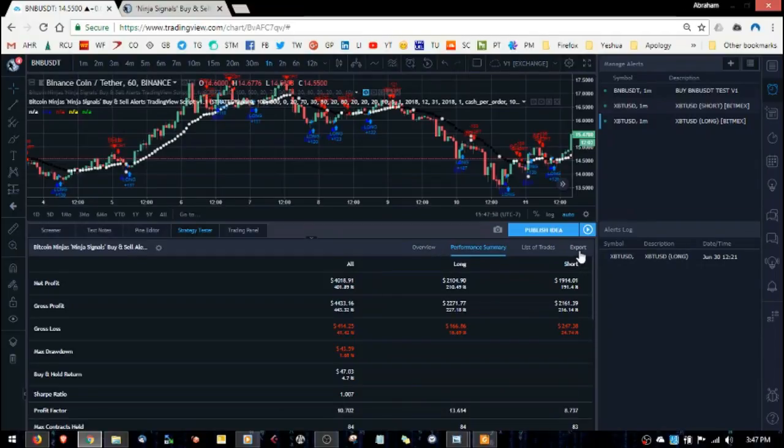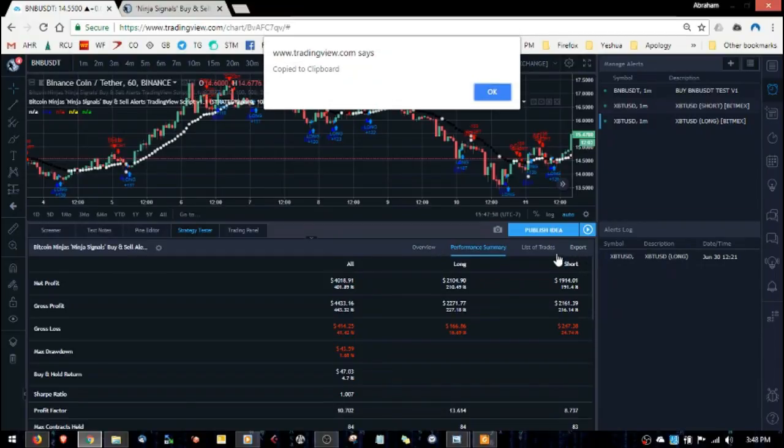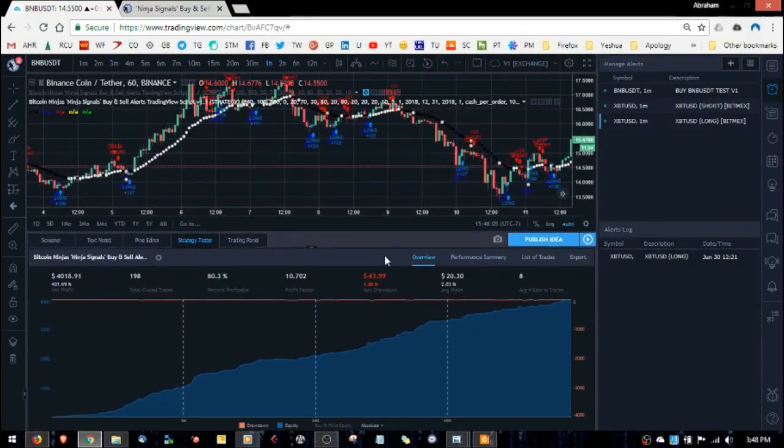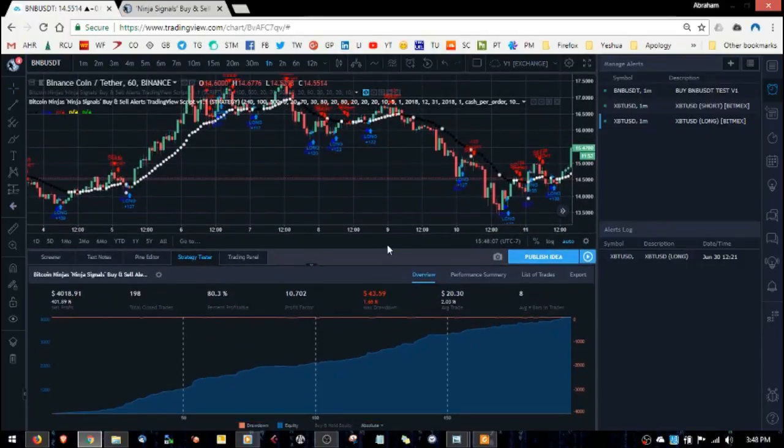You can also export your results from each backtesting run by clicking export, and that will copy those to a clipboard. So very powerful setup here to be able to test out your trading style and to test out how you would trade with these alerts using the backtesting strategy that accompanies each of the scripts.